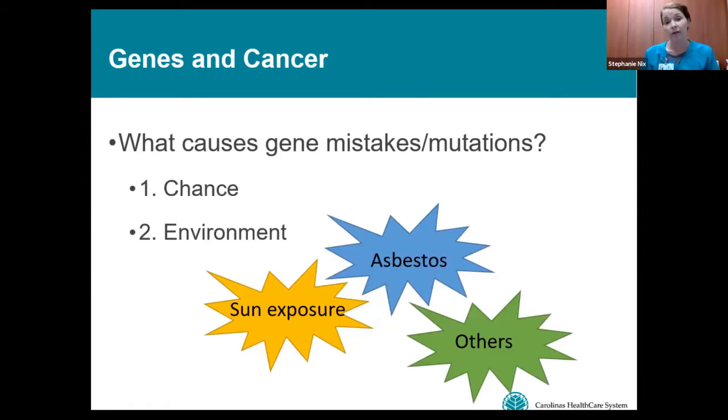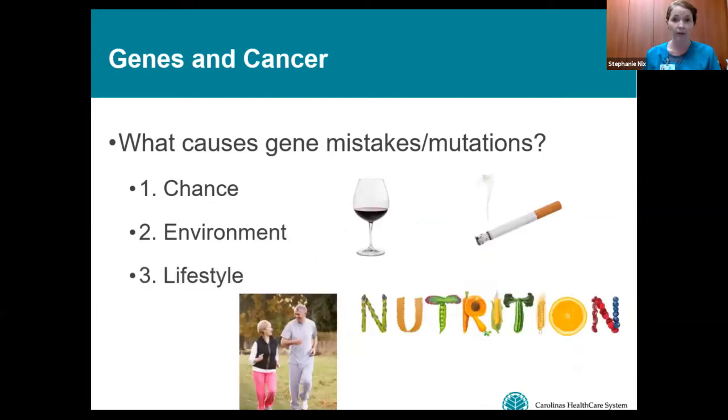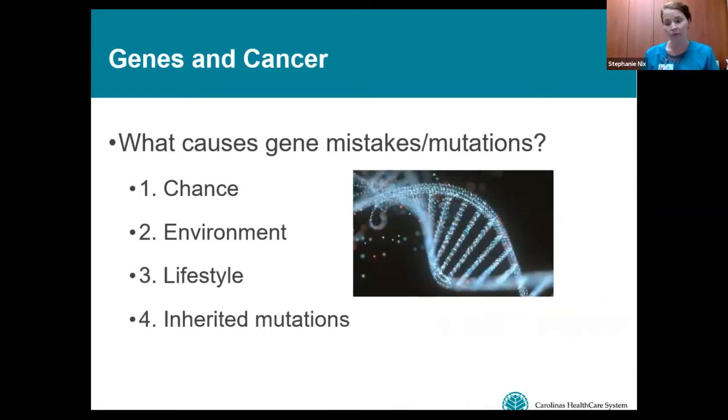Apart from random chance, the environment is another big factor that can affect whether mutations occur in cells. We all hear about sun exposure. There are other things like tobacco smoking or chemicals in the workplace like asbestos that can increase the risk for mutations to happen. Lifestyle can play a role also. We mentioned cigarette smoking, but wine consumption, nutrition, and whether we have a healthy lifestyle all affect our body on a daily basis. The last thing, which is really my piece of this puzzle, is inherited mutations.